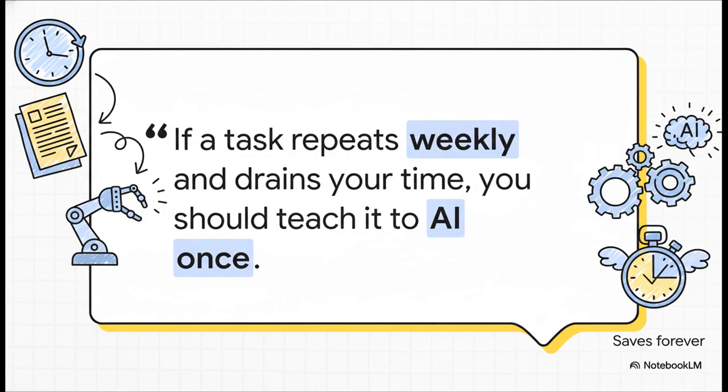Step 2 is this super powerful idea, the efficiency law. Just think about your week for a second. What's that one task that comes around every single week and just drains your energy? Is it formatting the class newsletter? Creating weekly review questions? Whatever it is, that is the perfect thing to delegate to your AI colleague. You teach it how to do it once, and you could save yourself hours, forever.